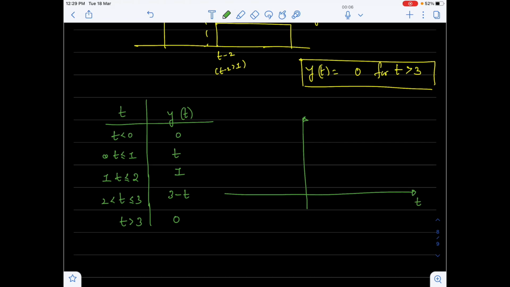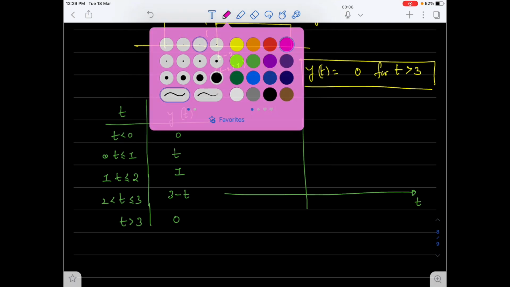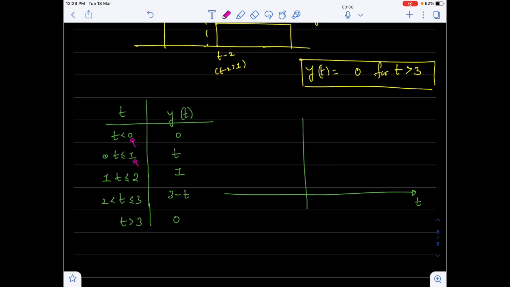Now you see what are the points here. If you see the points, here 0, then 1, then 2, then 3, and here also 2 is already repeated, no issues. So 0, 1, 2, then 3. Okay, this is our output y of t. Now how to sketch it? Now for t less than 0, that means this portion, the output is equal to 0. When between 0 and 1, the output is nothing but t.